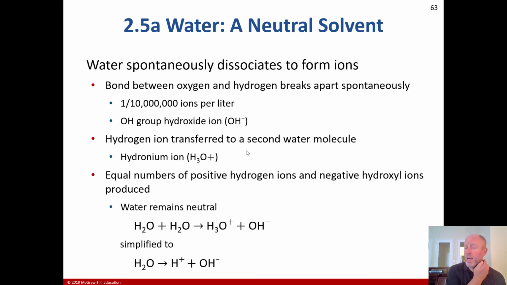From a standpoint of water as a neutral solvent, water spontaneously dissociates to form ions. The bond between oxygen and hydrogen breaks apart spontaneously in the ratio of 1 to every 10 million ions per liter. Pretty significant ratio. Hydroxide ion, the OH group, is formed. The hydrogen ion is also transferred to a second water molecule, forming hydronium ion, H3O plus, essentially. Equal numbers of positive hydrogen ions and negative hydroxyl ions are then produced, which helps water remain neutral.